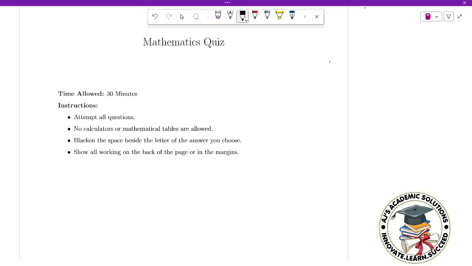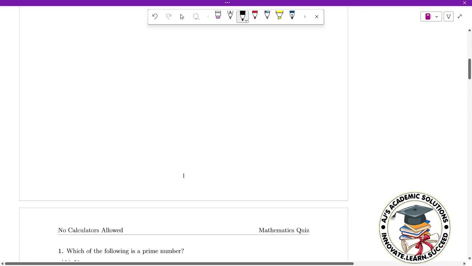And you have to blacken the space beside the letter, basically blackening the letter that you choose, and you can show working on the back of the page, or of course, sometimes it's provided to you. These are just the instructions that I have here, and in later videos, I'll make sure it's specifically tailored to be exactly what CSEC will be looking for.